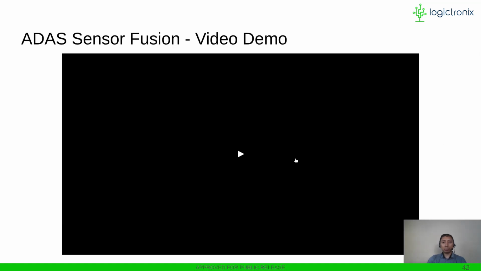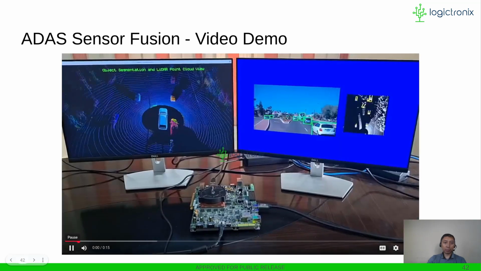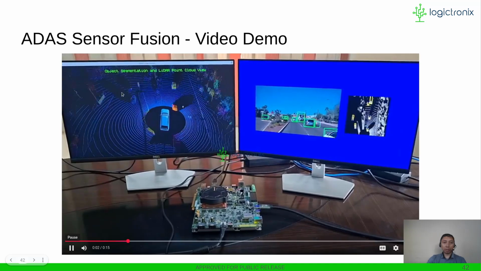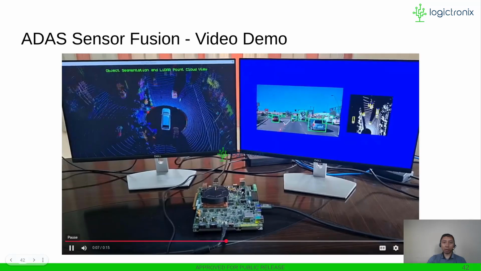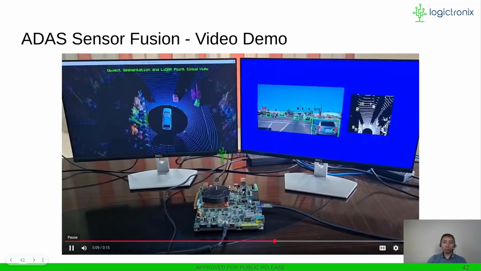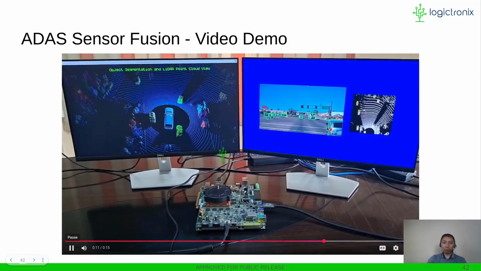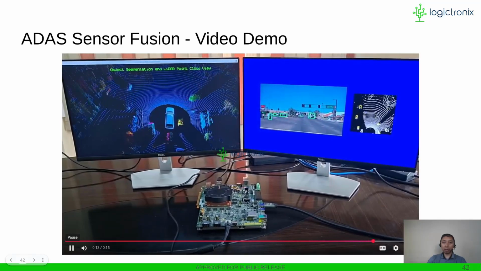Okay, so we'll watch the demo, how the output looks. So here on the left hand side you can see the range image output, which runs in the AI engine kernel, and on the right hand side the ML outputs. So on the right hand side you can see the object detected here in the camera frame and in the LiDAR frame.